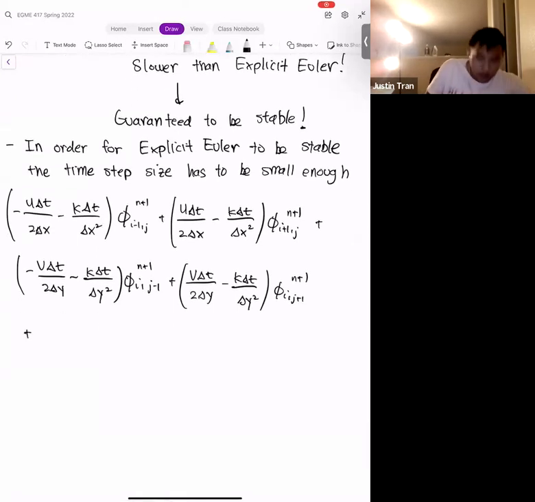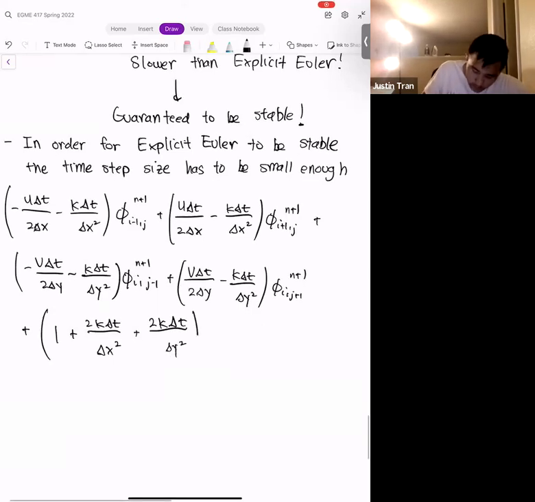And then we have the phi i comma j term, right? So it's a lot of terms, so it's definitely not for the faint of heart. But a lot of these terms are only comprised of the same few parameters. You have the convection velocities, the diffusion coefficients, the time step size, and the grid spacings. So it's just different combinations of all of those parameters.